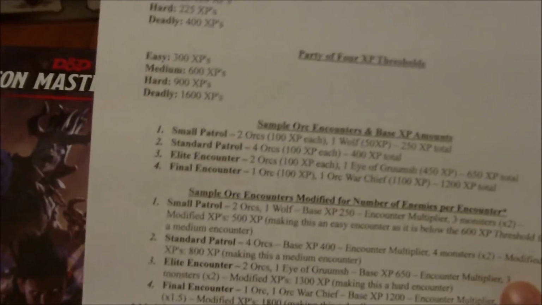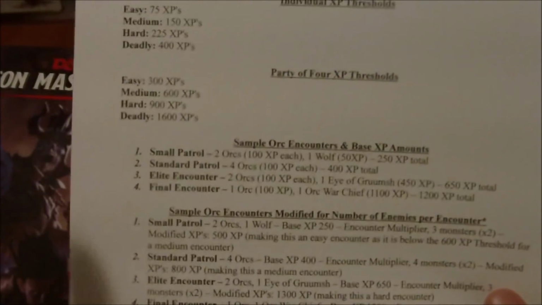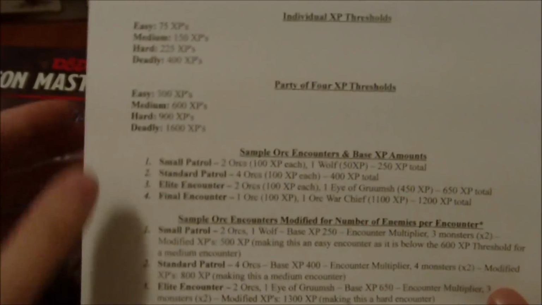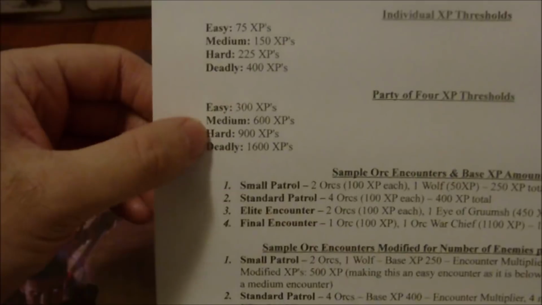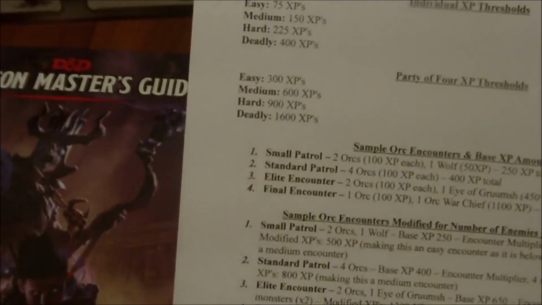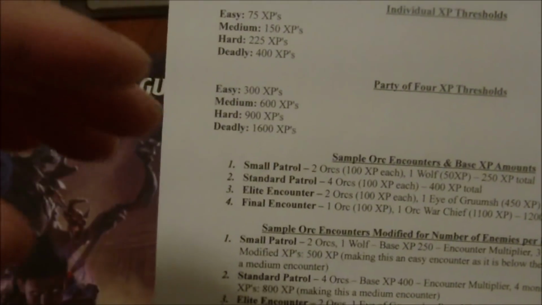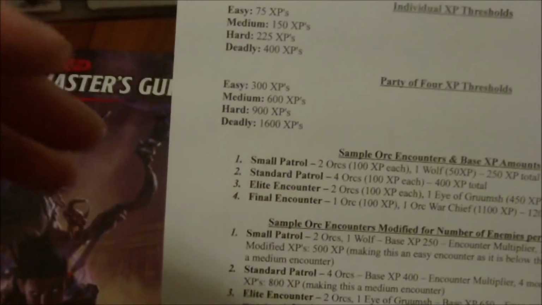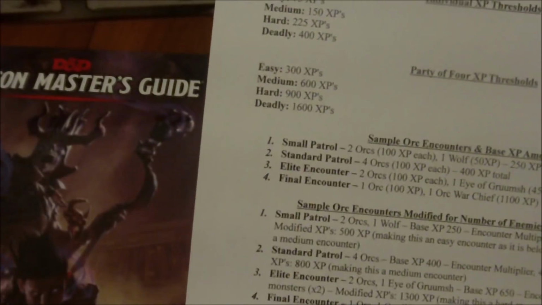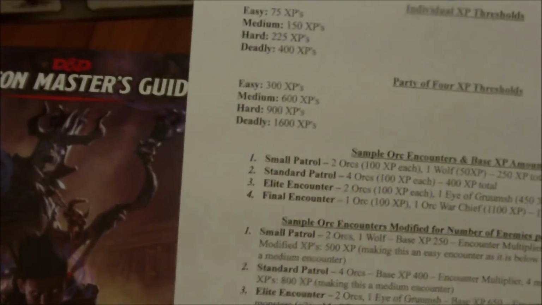Now, the thing that I really wanted to discuss with this is that the multipliers for the number of creatures are only used to determine if it's an easy, medium, hard, or deadly encounter. You do not award the modified experience points regardless of how many monsters are in there. It's just a mechanism to let you know how many of these encounters you really should be using.